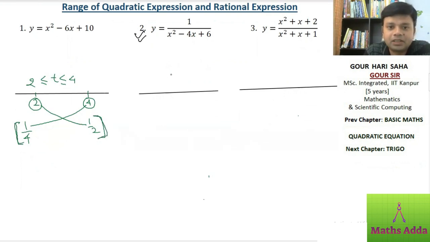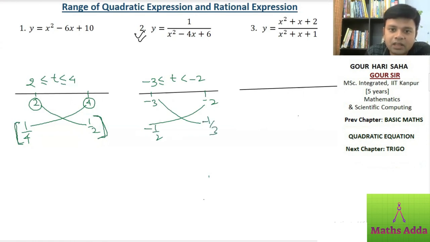Let's take another, where both are negative. So t is from minus 3 to minus 2. Now you see minus 2 is largest. If you take the reciprocal, it will be minus 1 by 2. And for minus 3 it will be minus 1 by 3. Again, the smallest gives the largest, and the largest gives the smallest. So this idea of doing it crosswise, right? Now at 2 it is open, so it is open. It is closed, so it is closed, right?